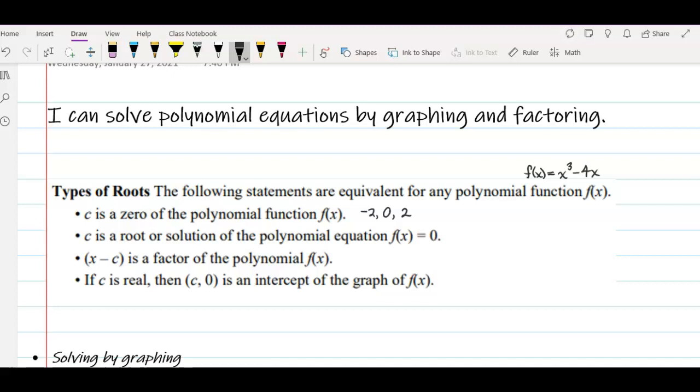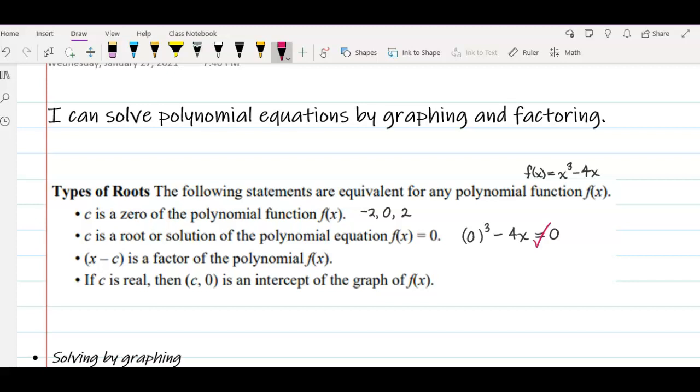C is a root or a solution of a polynomial equation. And what that means is if I put 0, for instance, into the equation, I get a true statement, meaning 0 is a solution. That's what it means to be a solution. You can be a solution to an equation. You can't really be a solution to a function.